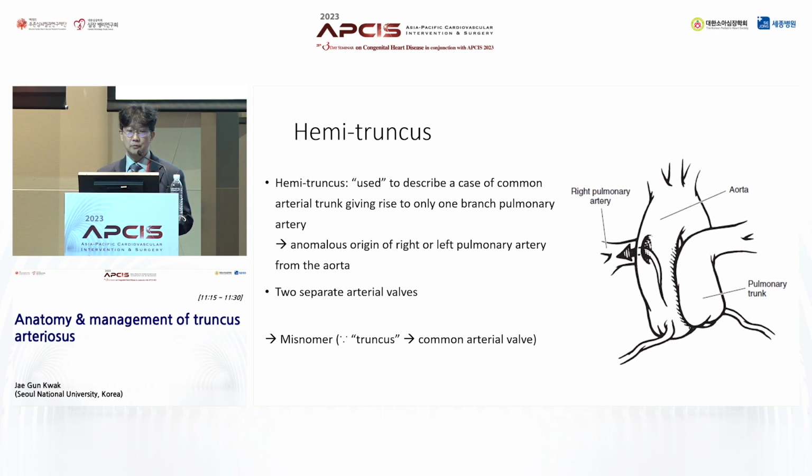We sometimes use the term hemitruncus. It was used to describe a case of common arterial trunk giving rise to only one branch pulmonary artery, so anomalous origin of the right or left pulmonary artery from the aorta. But in this case, we have two separate arterial valves. This is a misnomer, because truncus arteriosus has only one common arterial valve. So we do not use this term anymore to describe this disease.